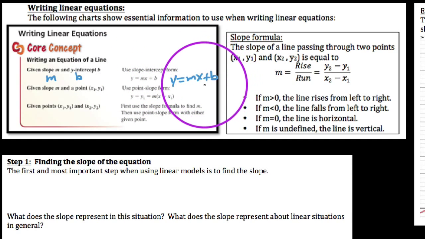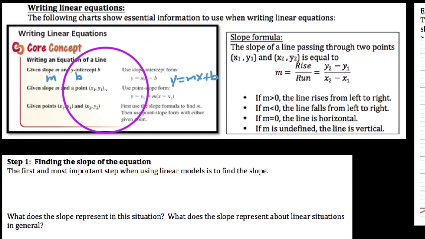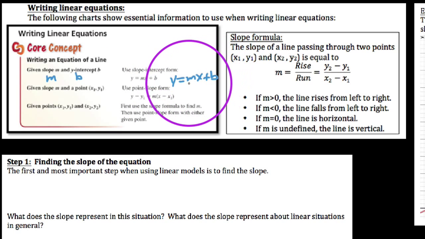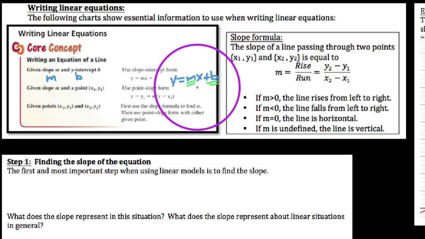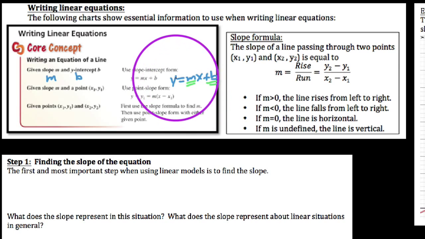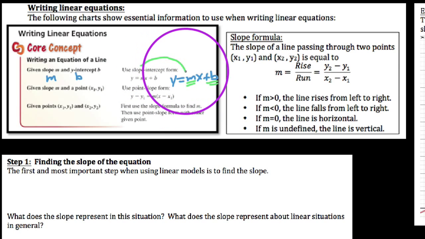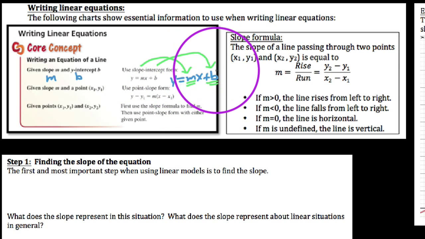I'm rewriting this because it's written kind of small. But if we know the slope and the y-intercept, then it's very easy to write the equation of a line, because we can just substitute those values into our y equals mx plus b form, or slope-intercept form. We call that slope-intercept form because we have our slope and we have our intercept.